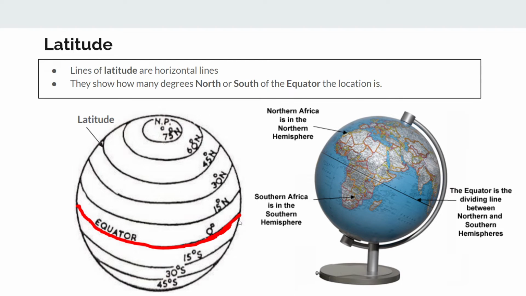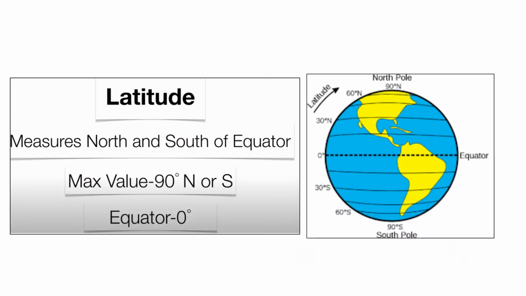So the equator, which is 0 degrees latitude, is our reference point. And we use lines of latitude, these horizontal lines, to figure out exactly how many degrees north of the equator your location is, or exactly how many degrees south of the equator your location is. So lines of latitude help us figure out north and south of the equator. The highest value latitude can go is 90 degrees north, or the lowest value is 90 degrees south, right? So the equator is our reference line.